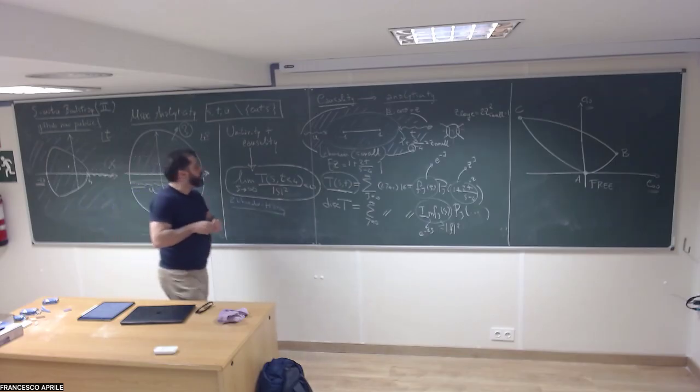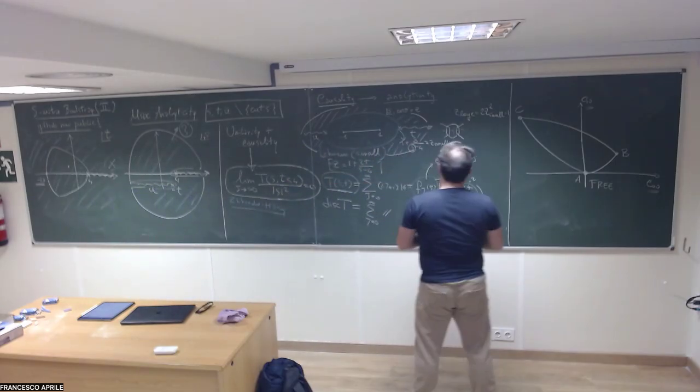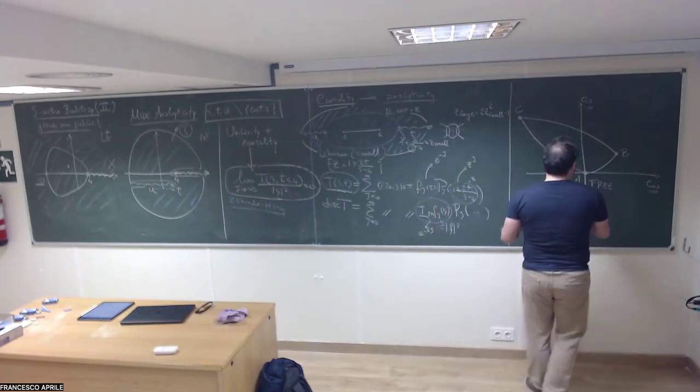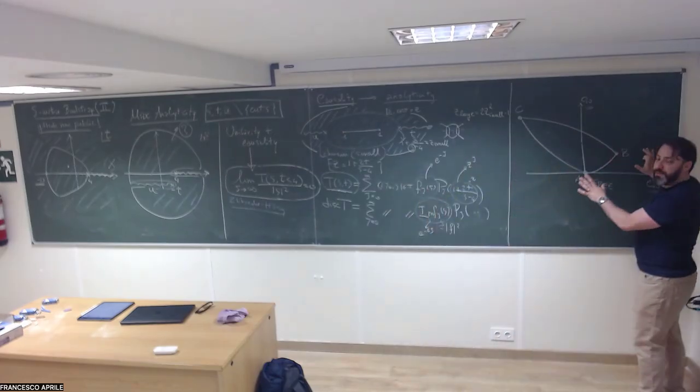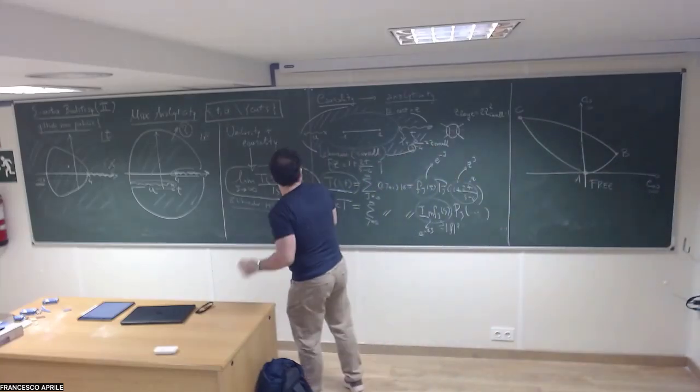Okay. So now it's time to use these constraints together with unitarity to start shaping this region a little bit.